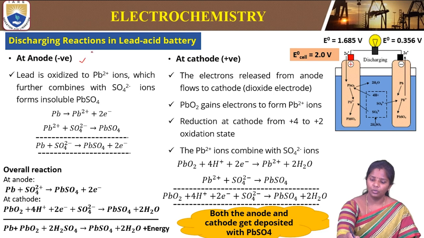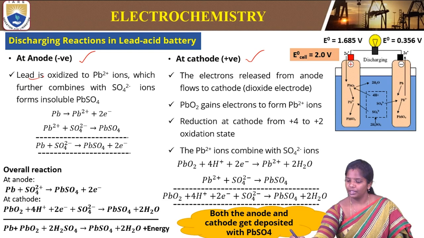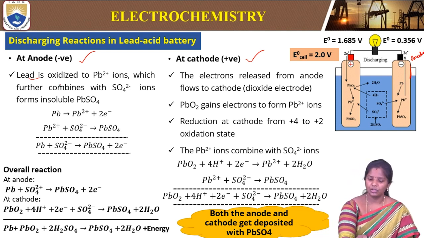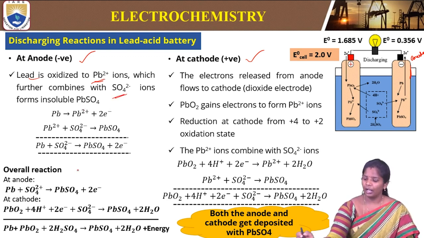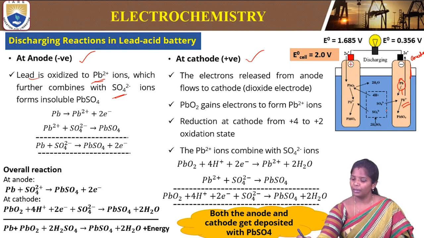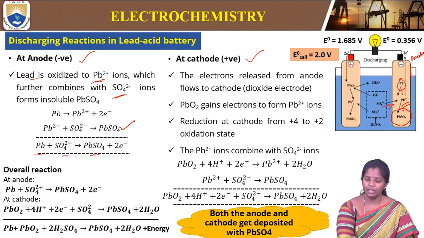So what happens at the anode and what happens at the cathode? The lead rod plate is the anode. So what happens? The lead is oxidized to lead 2 plus ions, which further combine with sulfate ions from the aqueous sulfuric acid. This lead is converted to lead plus 2 ion, and combines with the sulfate in the sulfuric acid and forms lead sulfate. This is the reaction that is taking place at the anode.